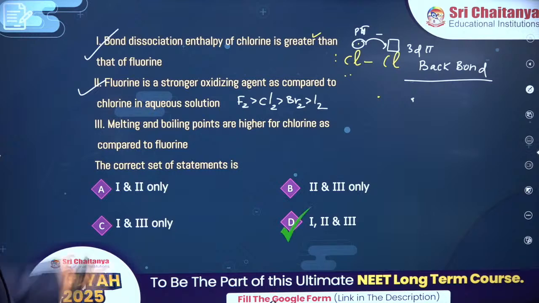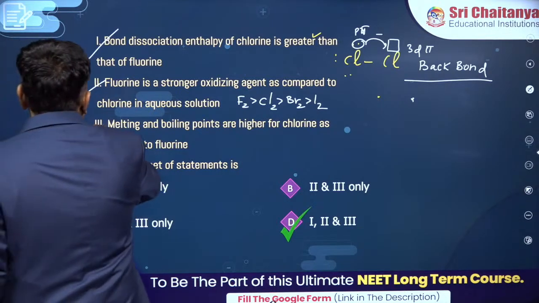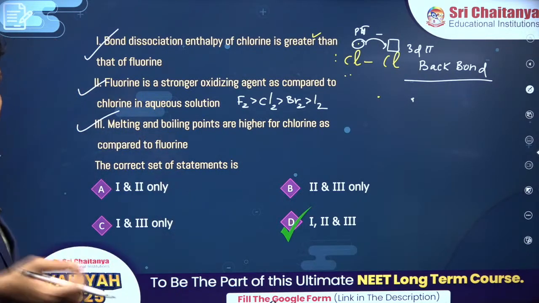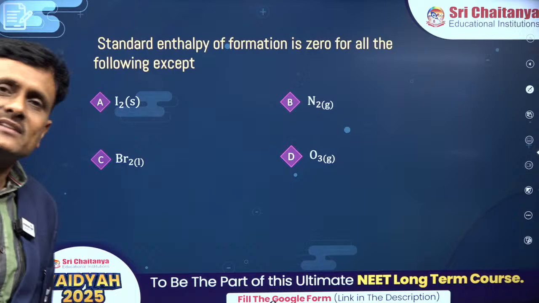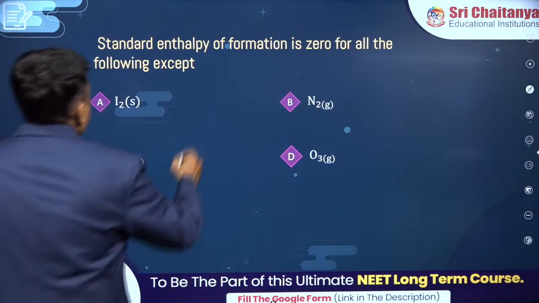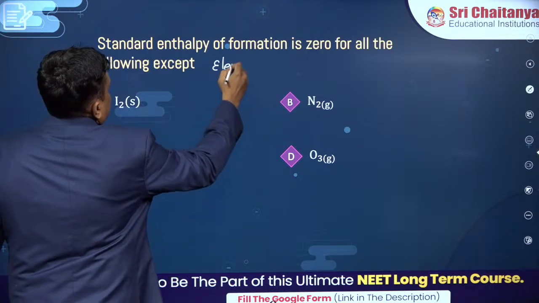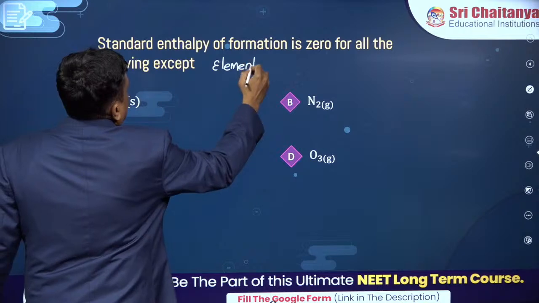Alright, all are correct. I was a little bit skeptical about the last option. Standard enthalpy of formation is 0 for all elements in the standard state. Elements in the standard state, it is taken as 0.